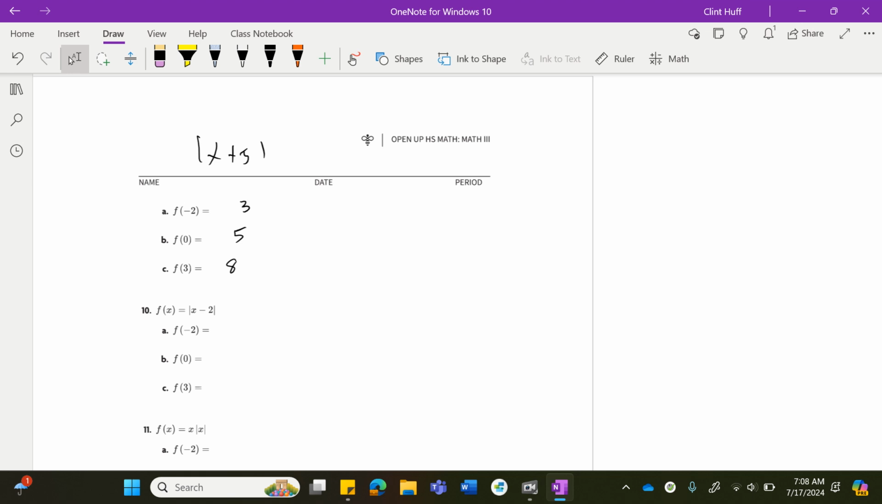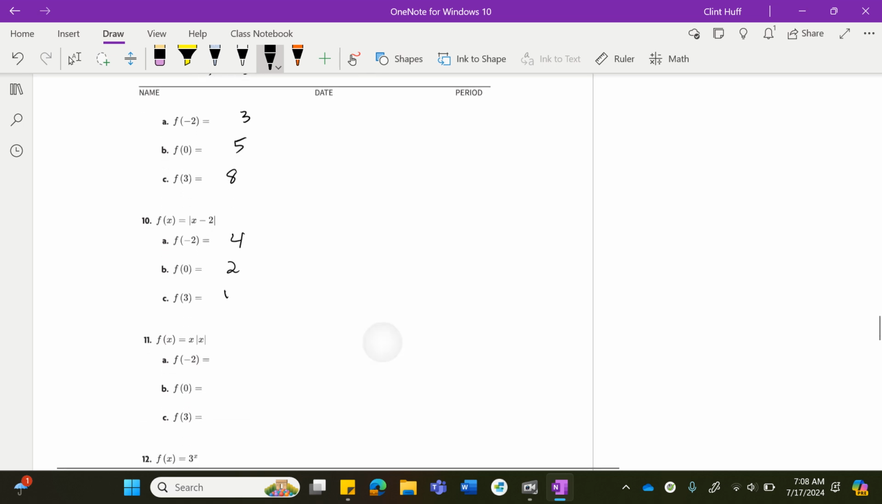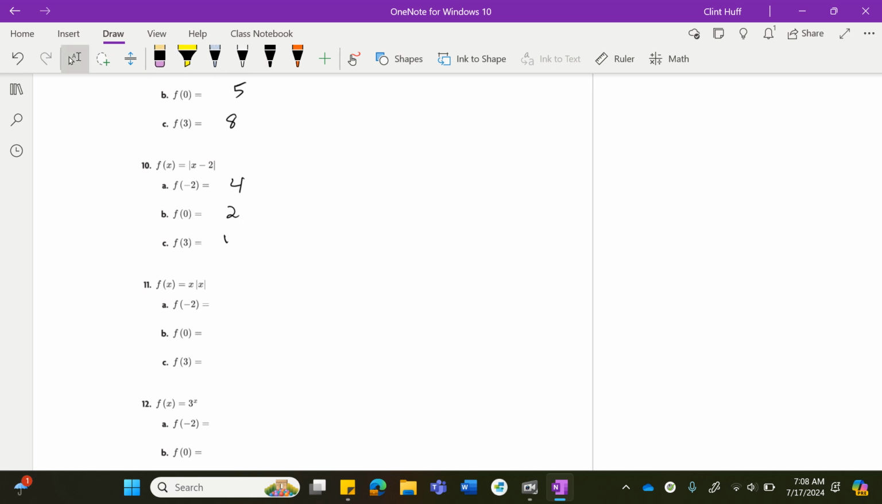All right, on number 10, -2 minus 2 is -4. So the absolute value of that is 4. 0 minus 2 is -2. The absolute value of -2 is 2. f at 3 is 3 minus 2 is 1. The absolute value of 1 is 1. All right, a little different here. So this is going to be -2 times the absolute value of -2, which is going to be what? -4.